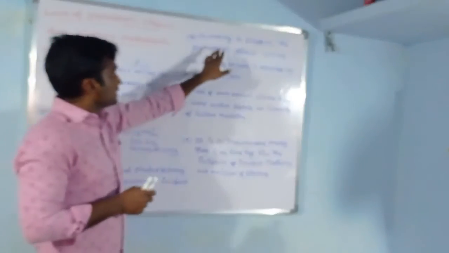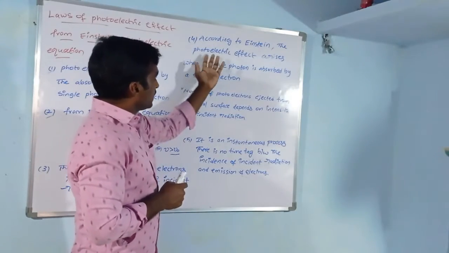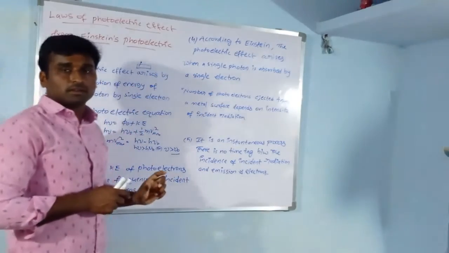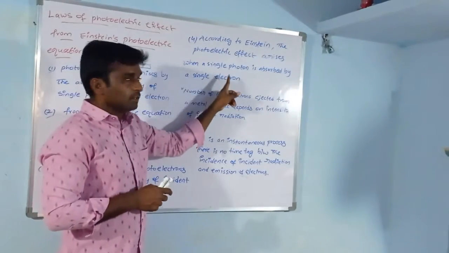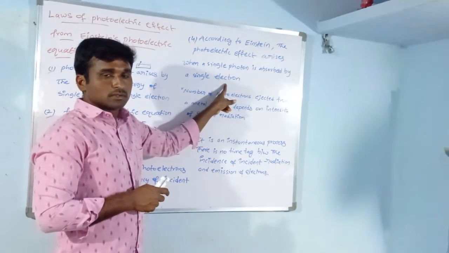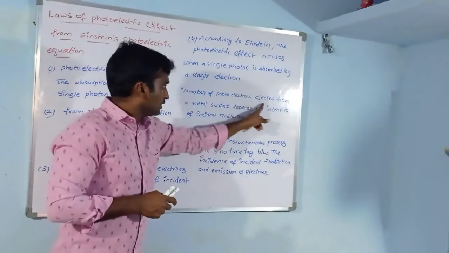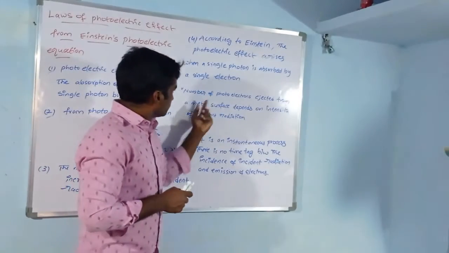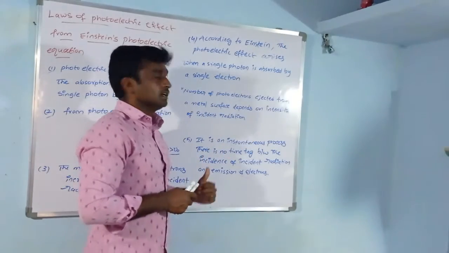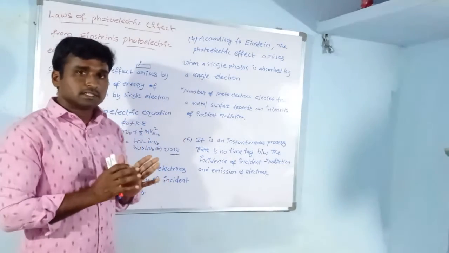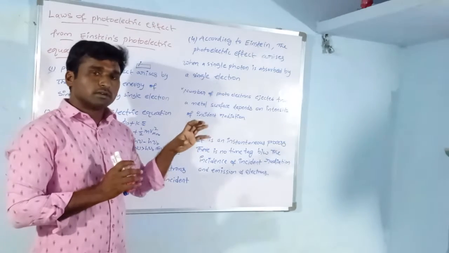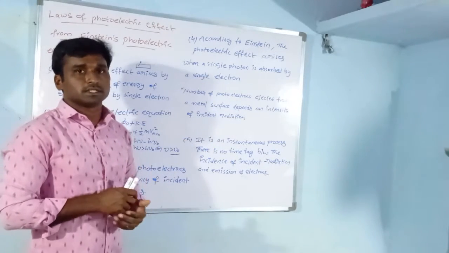So the next, fourth one is: according to Einstein, the photoelectric effect arises when a single photon is absorbed by a single electron. The energy of the single photon is absorbed by a single electron. So that means the number of photoelectrons ejected from the metal surface depends on the intensity of the incident radiation. As the intensity of the incident radiation increases, the number of photoelectrons ejected from the metal surface also increases.